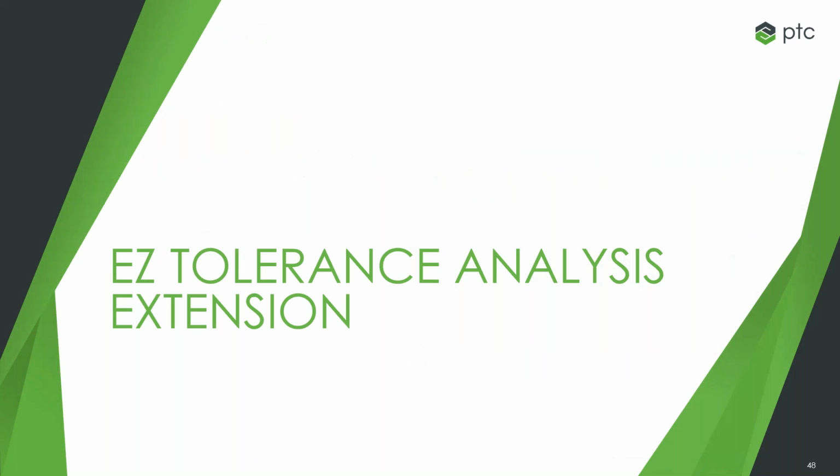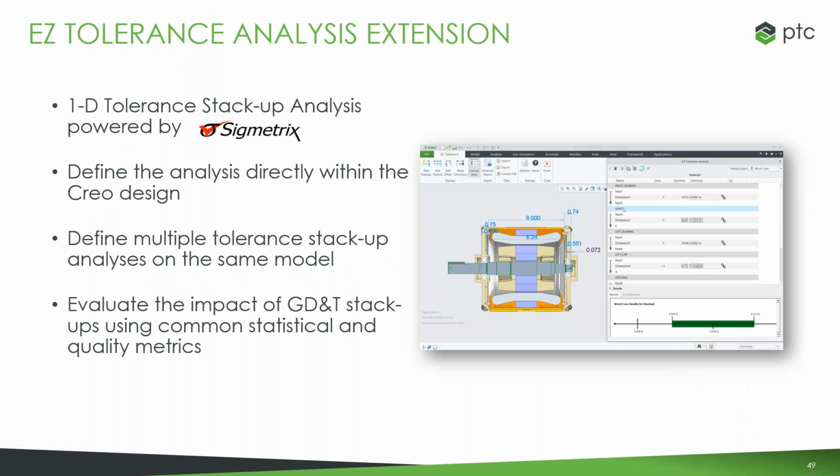And then finally here, I'd like to briefly discuss a little bit of the improvements to the Easy Tolerance Analysis tool in Creo, formerly known as Tolerance Analysis Extension. If you've ever worked with this, it's just new naming for it. It's still working exactly the same way as before, but going forward, we're making enhancements to it. If you've never worked with it before, in general, it's a one-dimensional tolerance stack-up analysis tool. This is powered by one of our partners, Sigmetrix.